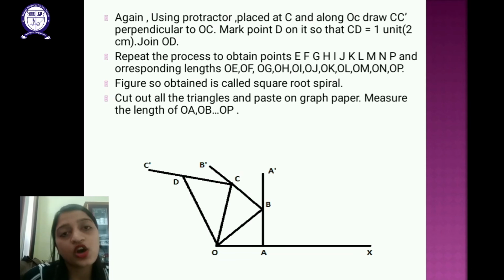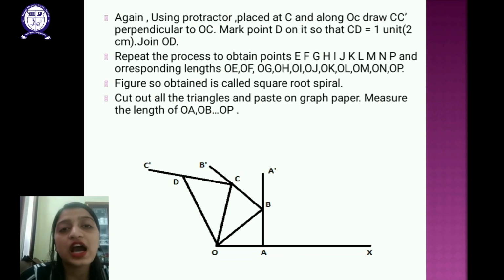What we will do next, because this is a cutting and pasting activity, is cut all the triangles and paste them on graph paper. On graph paper we will take the center, this will be O, and draw a line OX, and we'll start cutting the triangles. First will be the triangle of root 2, then root 3, root 4 up to root 15, and we will measure the lengths OA, OB up to OP. I have already found in this practical the value of OA, which was 1, OB was root 2, OC was root 3, OD was root 4.